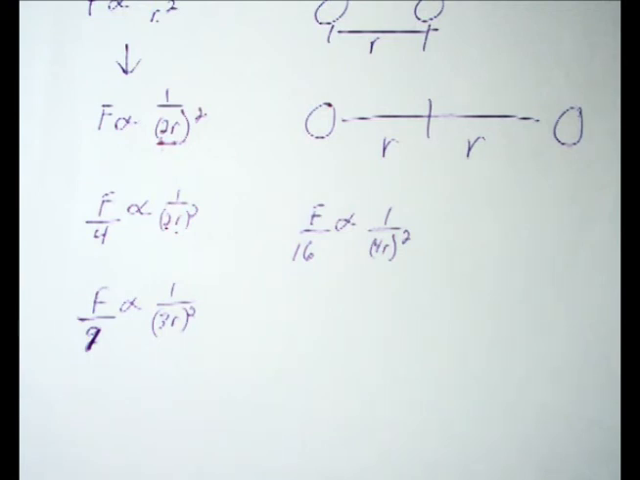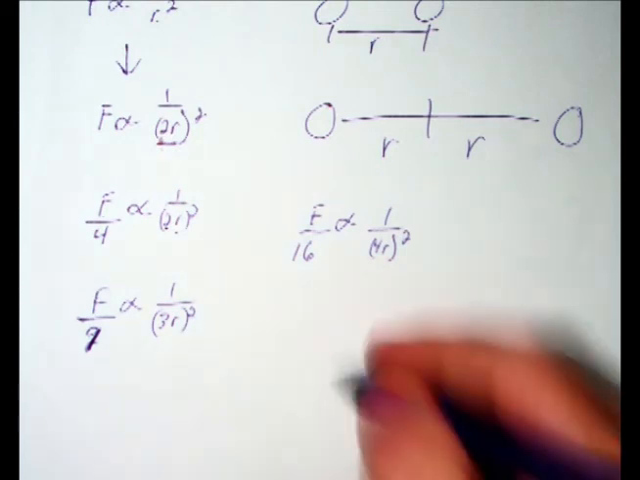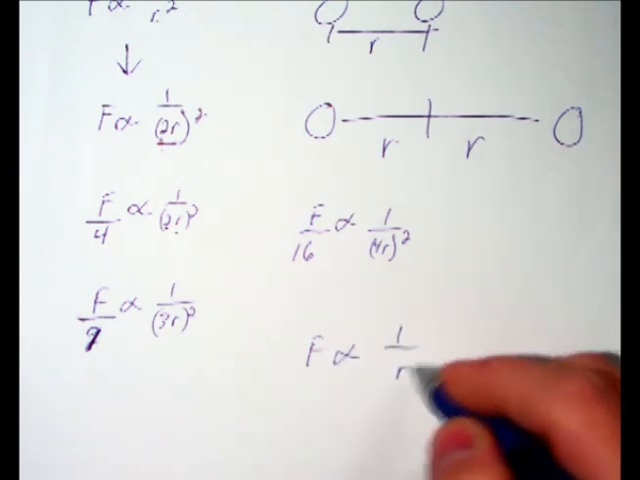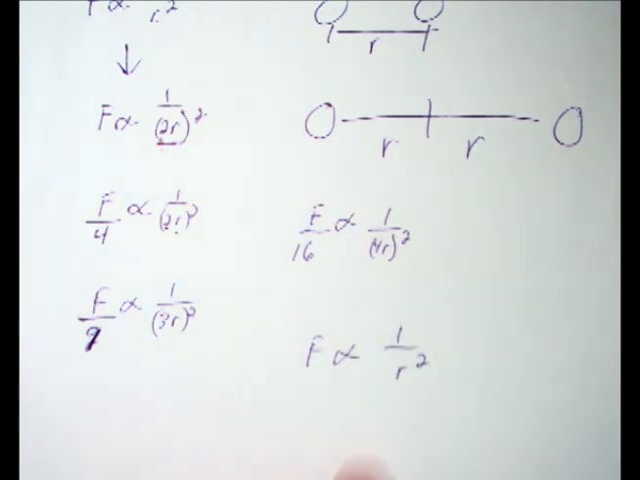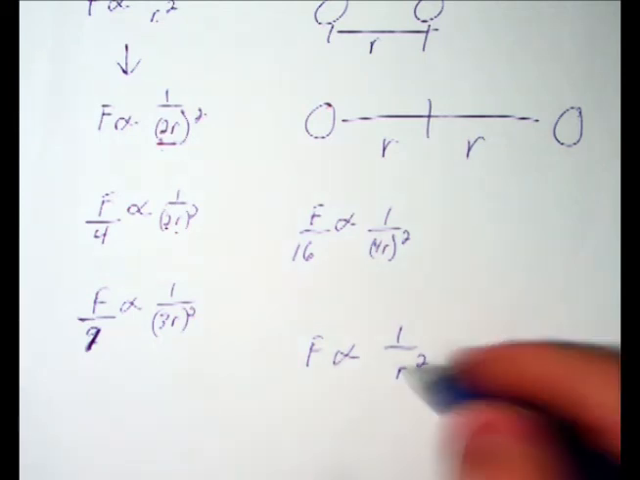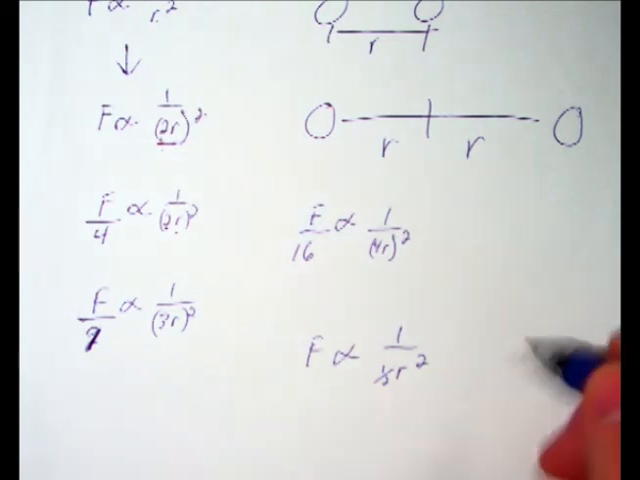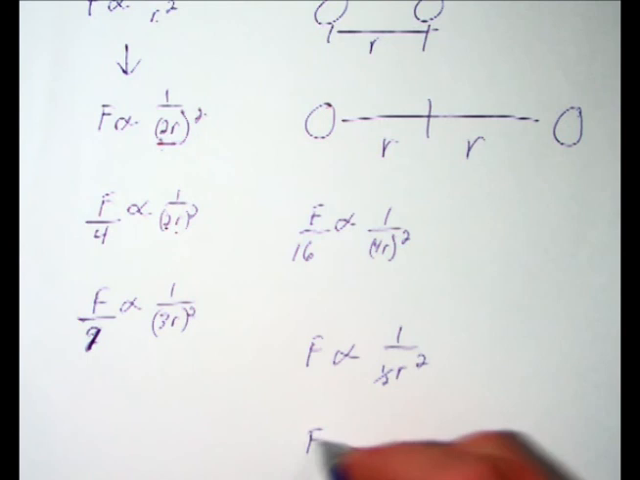Here's the part that gets really confusing. Okay? What if I got the objects closer together? If I put the objects closer together, if I stood closer to Gabriel, right? If I cut the distance in half, how much more force would there be? We know the force is going to go up because now I'm closer to him. But by how much?